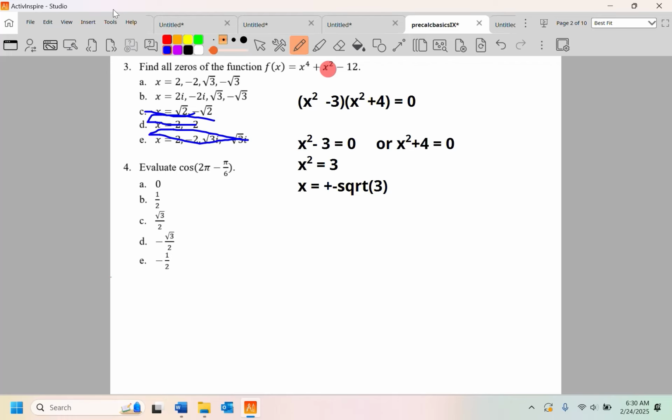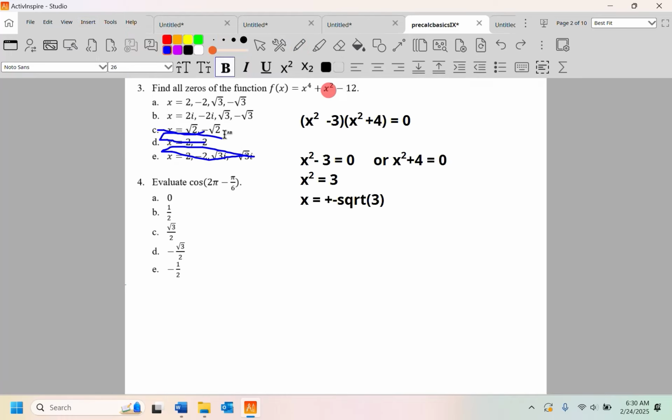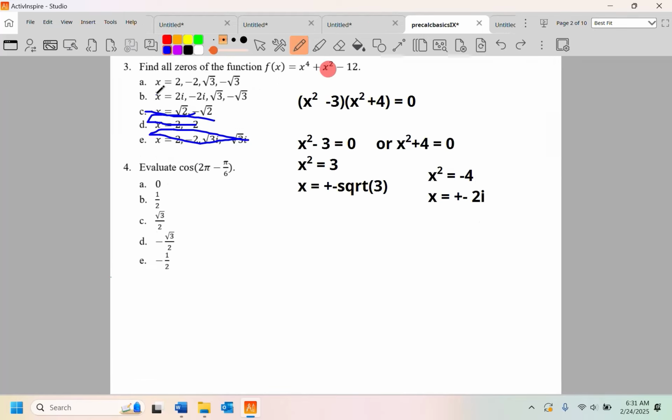All right, so it's 50-50 now. This one ought to be easy. We subtract 4 from both sides. x squared is negative 4. So x is going to be plus or minus the square root of a negative, which is imaginary, 2i. So choice B has everything I'm looking for.